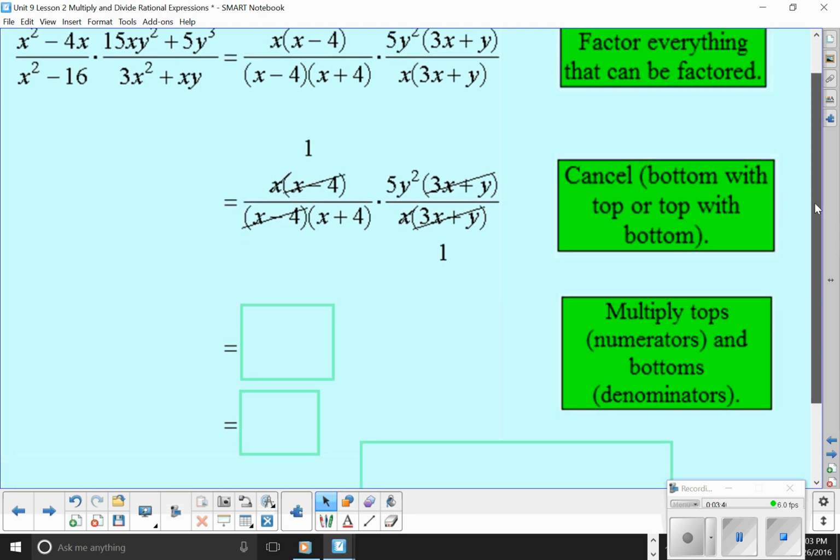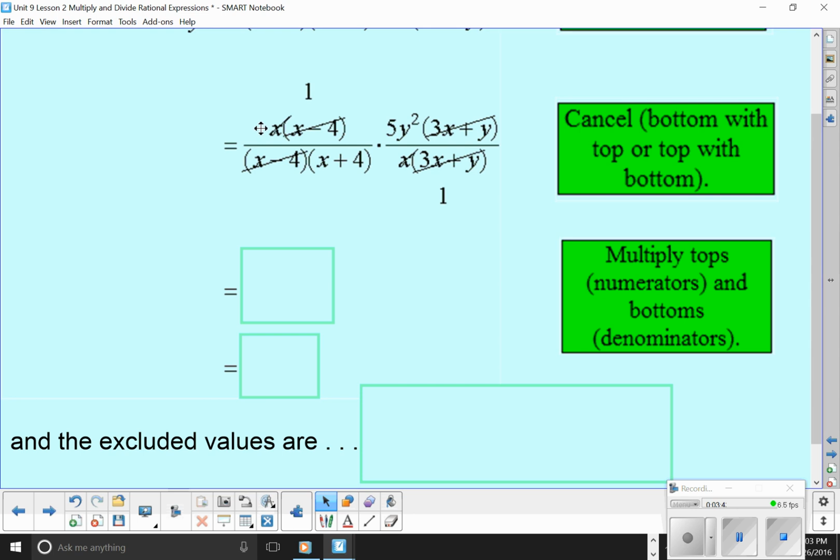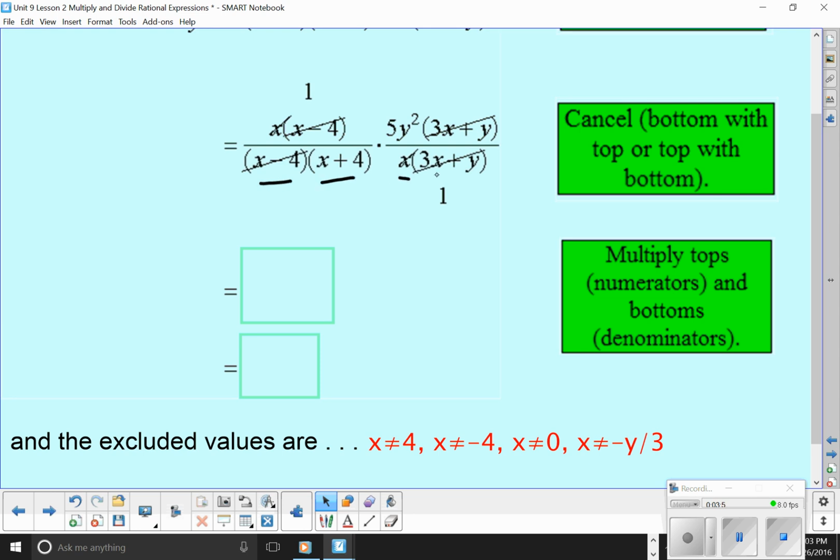Now, before you go getting your final answer, let's look at the factored form and let's identify our excluded values. X can't be 4, X can't be negative 4, X can't be 0, and X cannot be negative y over 3. Boom. Now I can go through after canceling everything and I get my simplified rational expression. That's it.